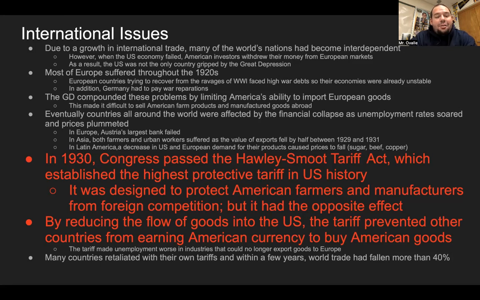In 1930, test question, Congress passed the Hawley-Smoot Tariff Act, which established the highest protective tariff in U.S. history. Remember what a tariff is? You remember. It was designed to protect American farmers and manufacturers from foreign competition, but it had the opposite effect. By reducing the flow of goods in the U.S., the tariff prevented other countries from earning American currency to buy American goods. The tariff made unemployment worse in industries that could no longer export goods to Europe. Many countries retaliated with their own tariffs, and within a few years, world trade had fallen by more than 40%.